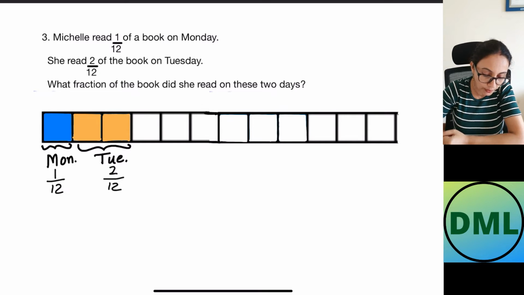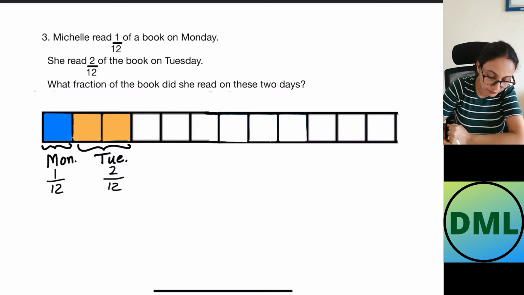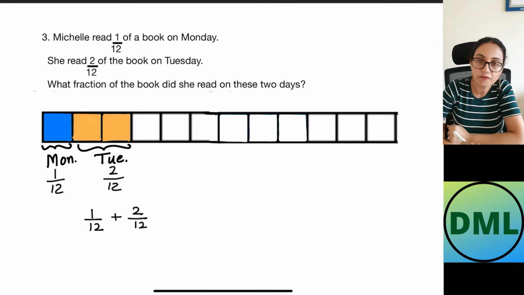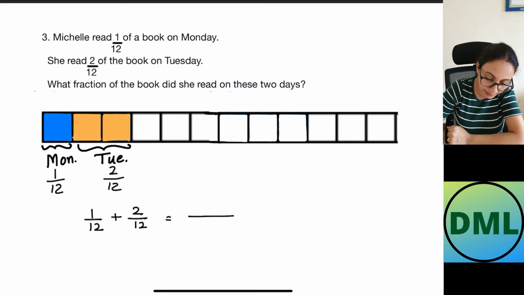She read 1/12 part on Monday and 2/12 part on Tuesday. Now I have to find out how many parts she read on these 2 days together. That means I need to add, right? So let's add it. It will be written as 1/12 plus 2/12. Now what will be the answer? For that, what do I have to be careful with? I have to be careful that my denominator should be the same. Is my denominator the same? Yes, right? My denominator is the same, which is 12. So let's write down 12 here in the denominator 1 time.